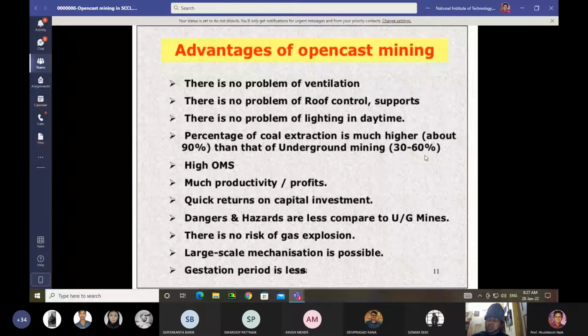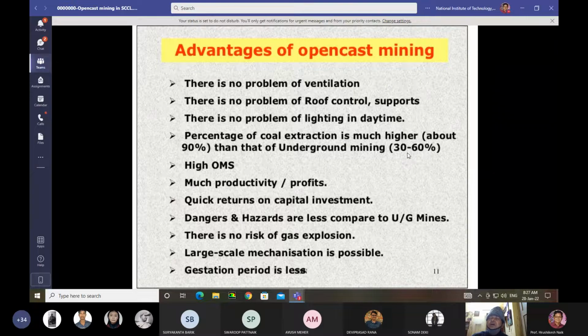And if you have studied the board and pillar method of mining, what is done? You take out the boards and leave the pillars. The pillars will give support to the roof so that the roof will not fall down. So if you take out the pillars, the roof will fall down. So that is the reason why you are able to exploit only 30 to 60% of the mineral. Rest of the minerals are left in the mine as pillars.